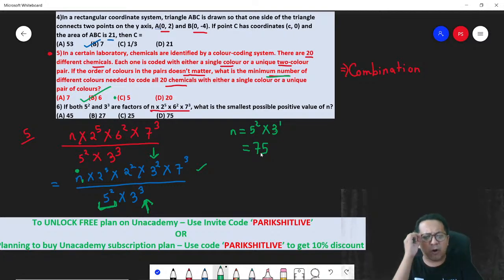Why do they say smallest? Because it could be 150 also. It could be 225 also, but any multiple of 75. But again, as they say, smallest. So obviously the answer is option D, 75. I think it's a brilliant NMAT question. A typical NMAT question. This is the difficulty level of the NMAT.